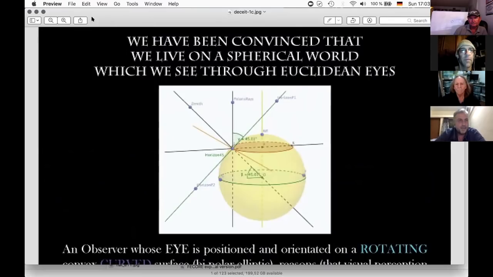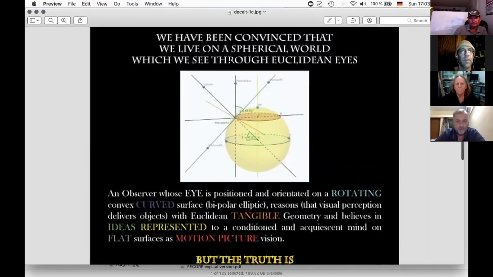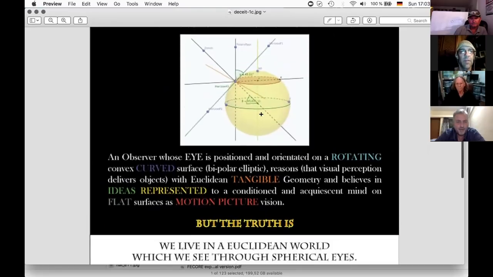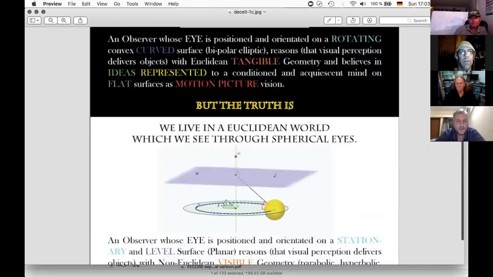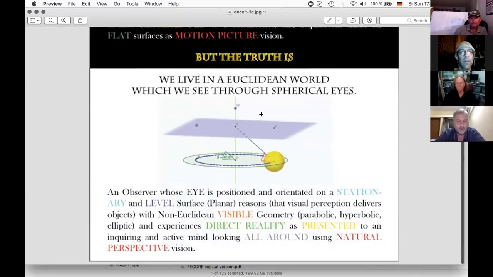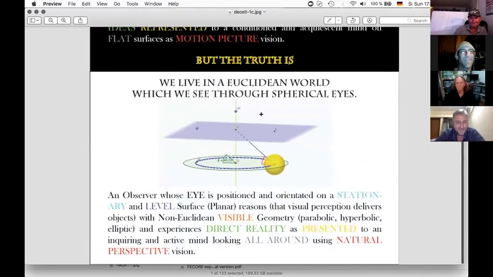Yeah. We have been convinced that we live on a spherical world which we see through Euclidean eyes. But the truth is, we live in a Euclidean world which we see through spherical eyes. Yep. That's perfect.